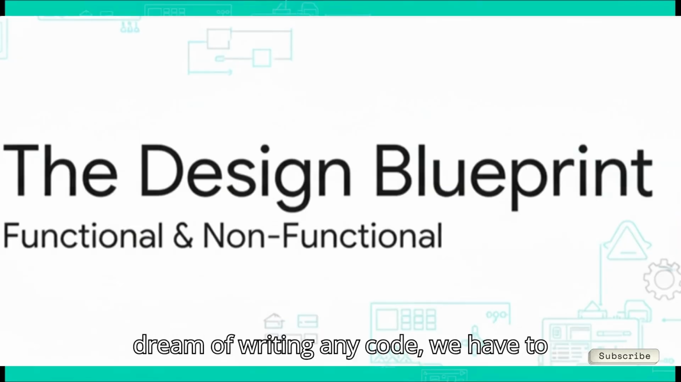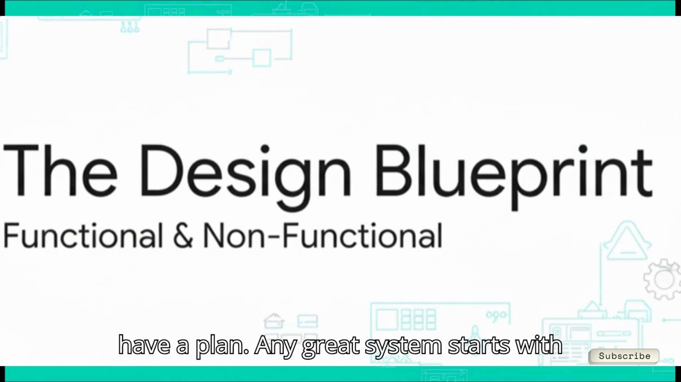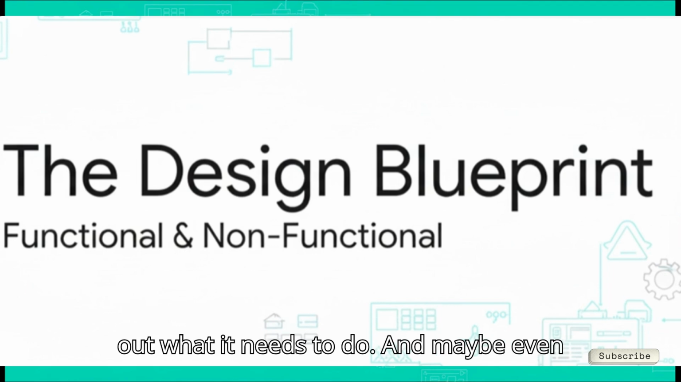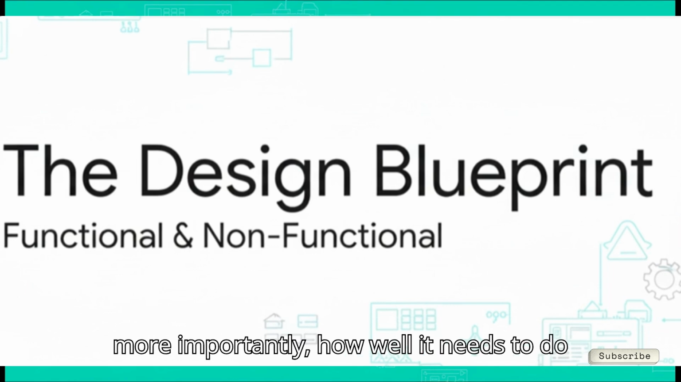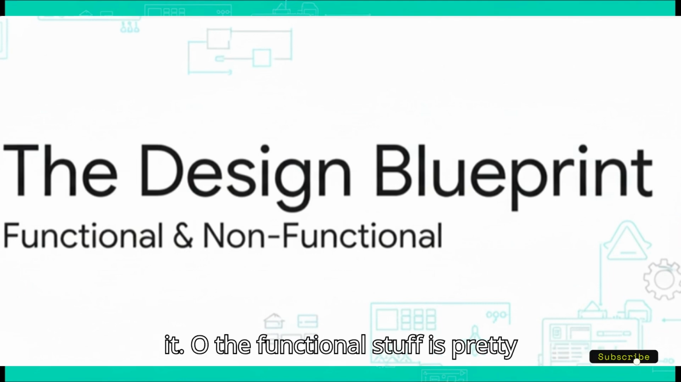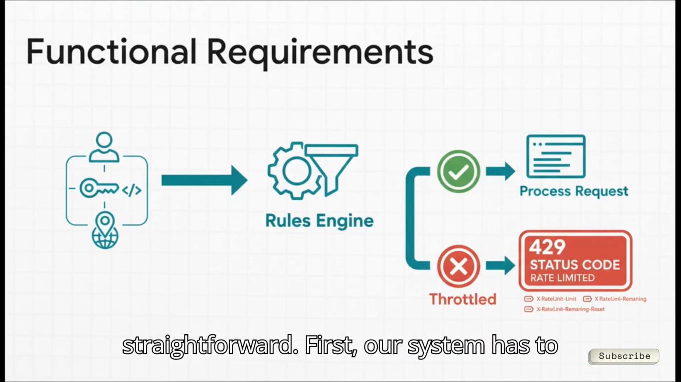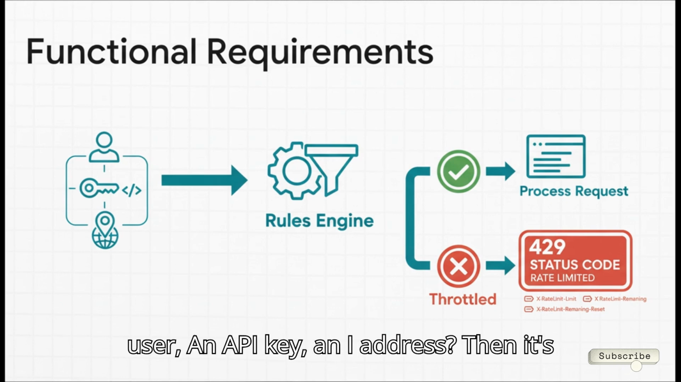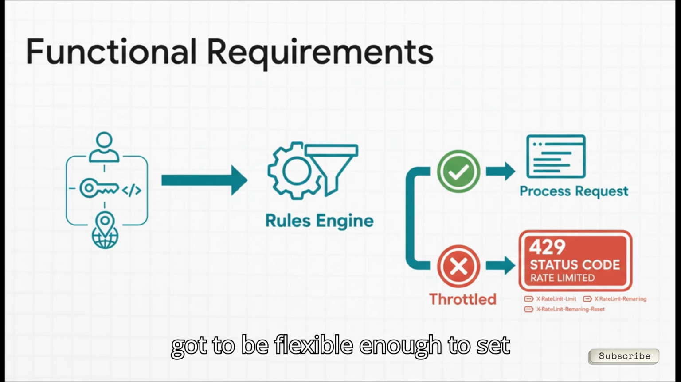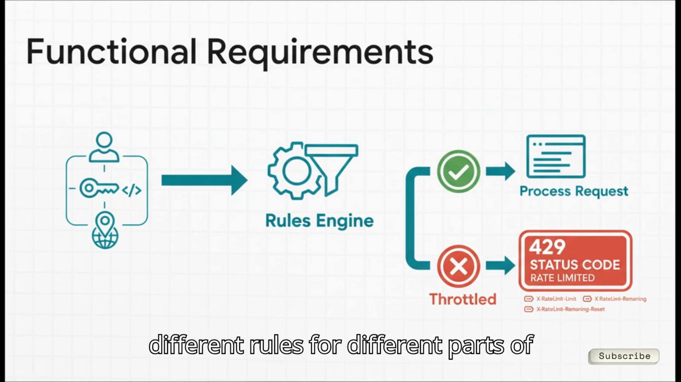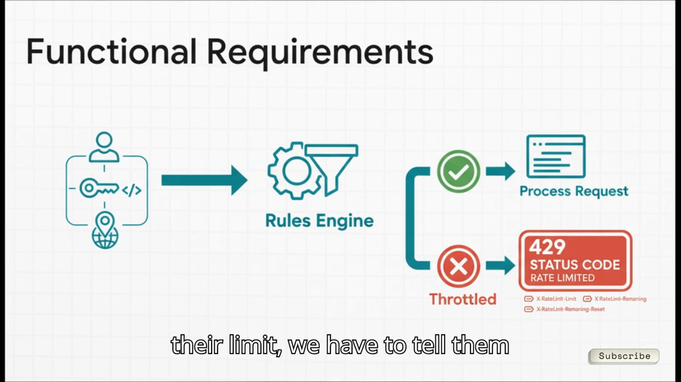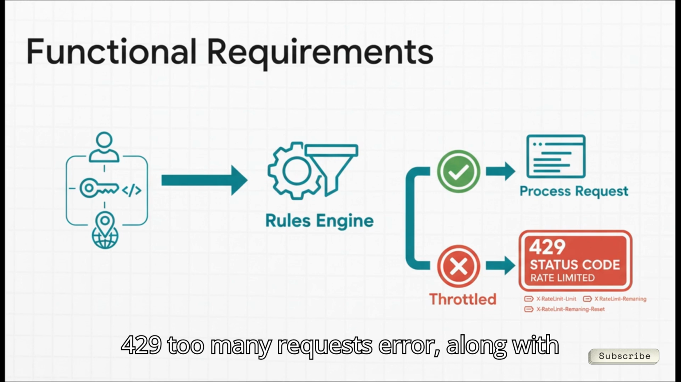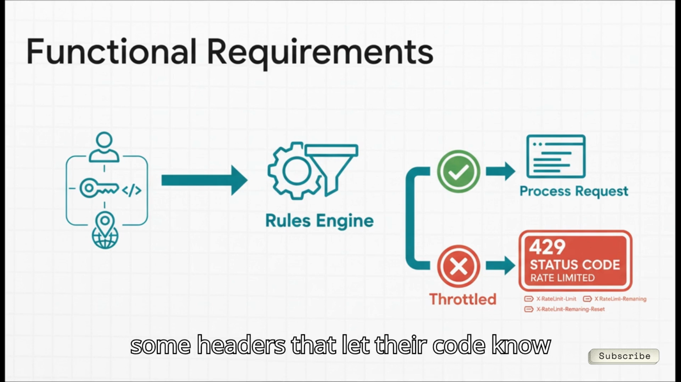All right, before we dream of writing any code, we have to have a plan. Any great system starts with a solid blueprint, one that clearly lays out what it needs to do, and maybe even more importantly, how well it needs to do it. So, the functional stuff is pretty straightforward. First, our system has to know who is making the request. Is it a user, an API key, an IP address? Then, it's got to be flexible enough to set different rules for different parts of the API. And of course, when someone hits their limit, we have to tell them clearly, right? Send back that standard 429 too many requests error, along with some headers that let their code know what's up.